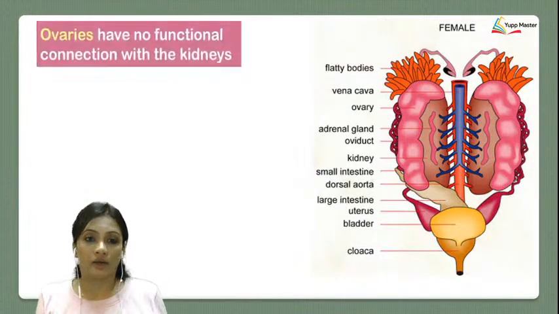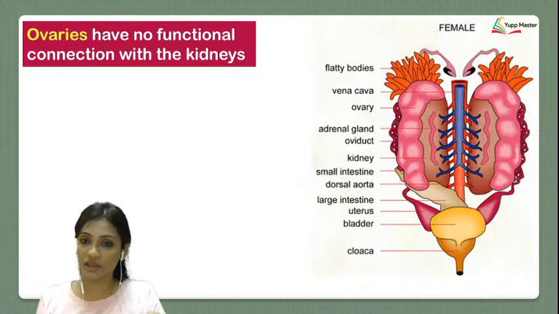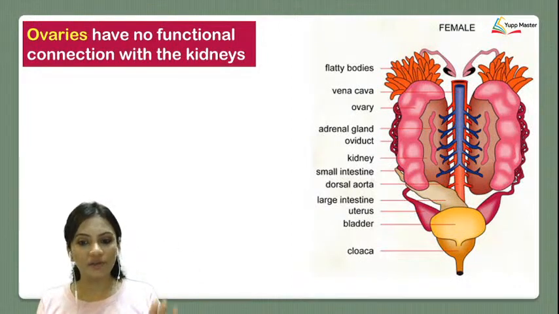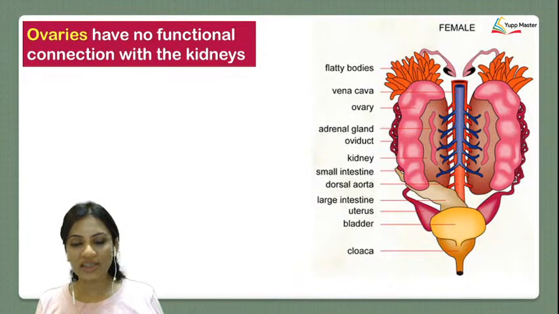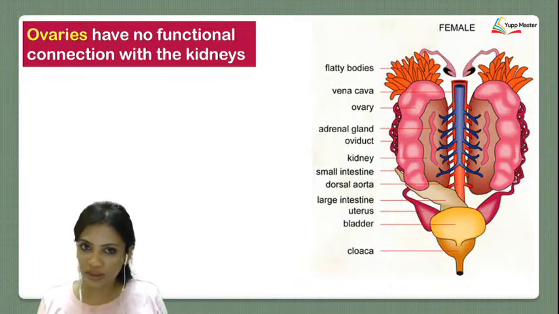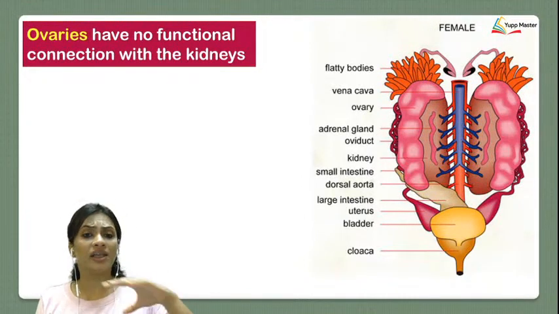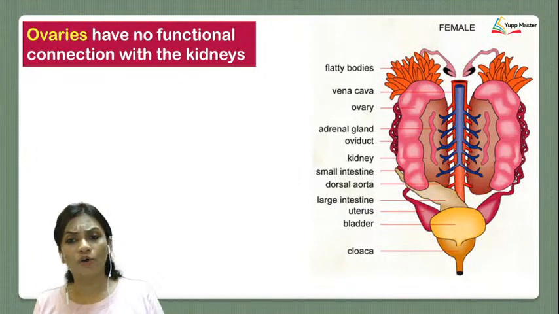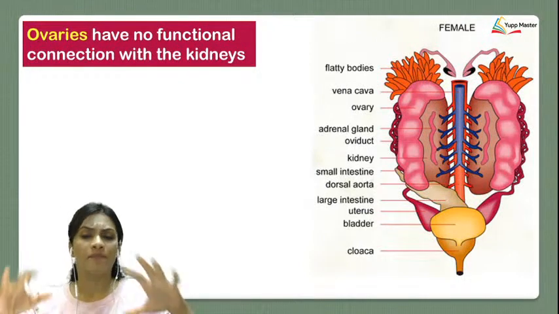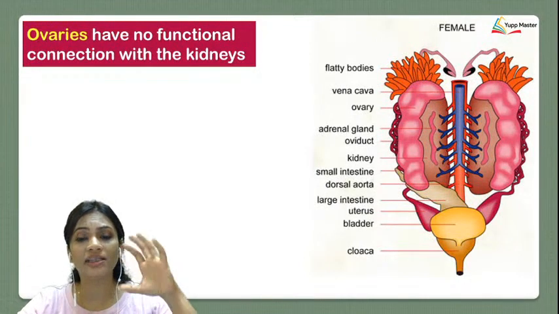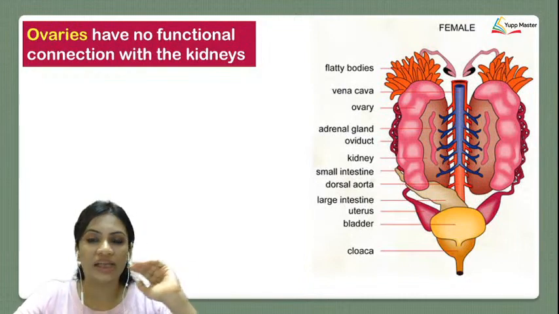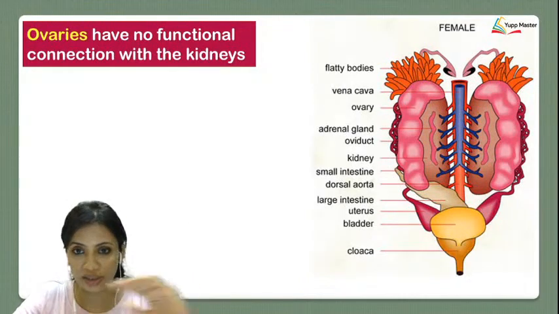Okay, now we see here that unlike the male frog, in the female frog, the ovaries are not having any connection with the kidneys. So this means that there is no point where the ovaries are going to enter in the kidneys. The only thing is that they are placed right on the kidneys. There is no functional connection with the kidneys.